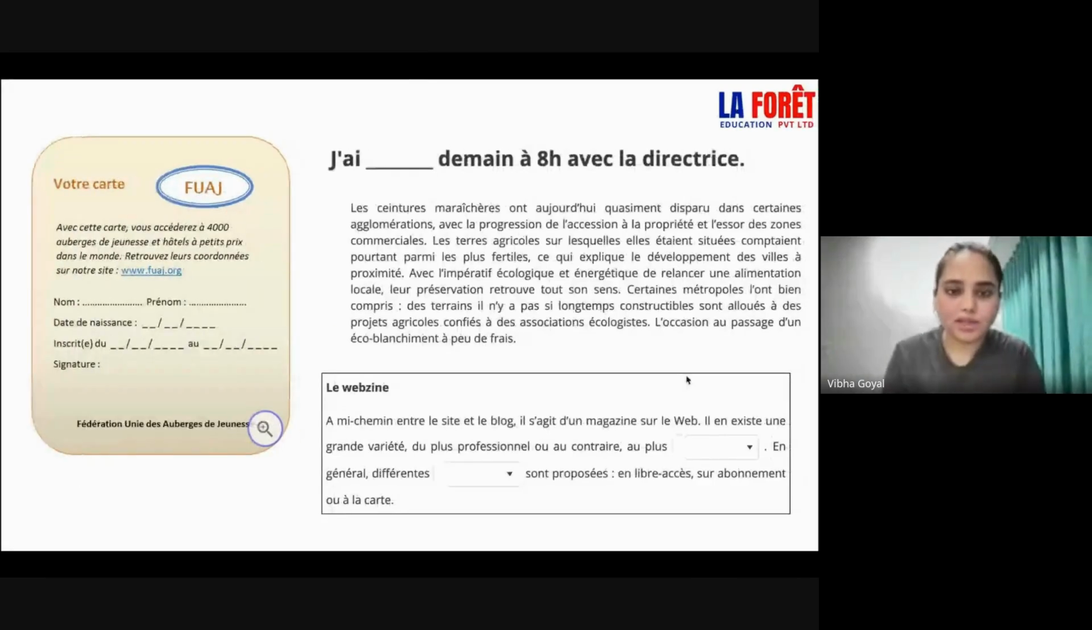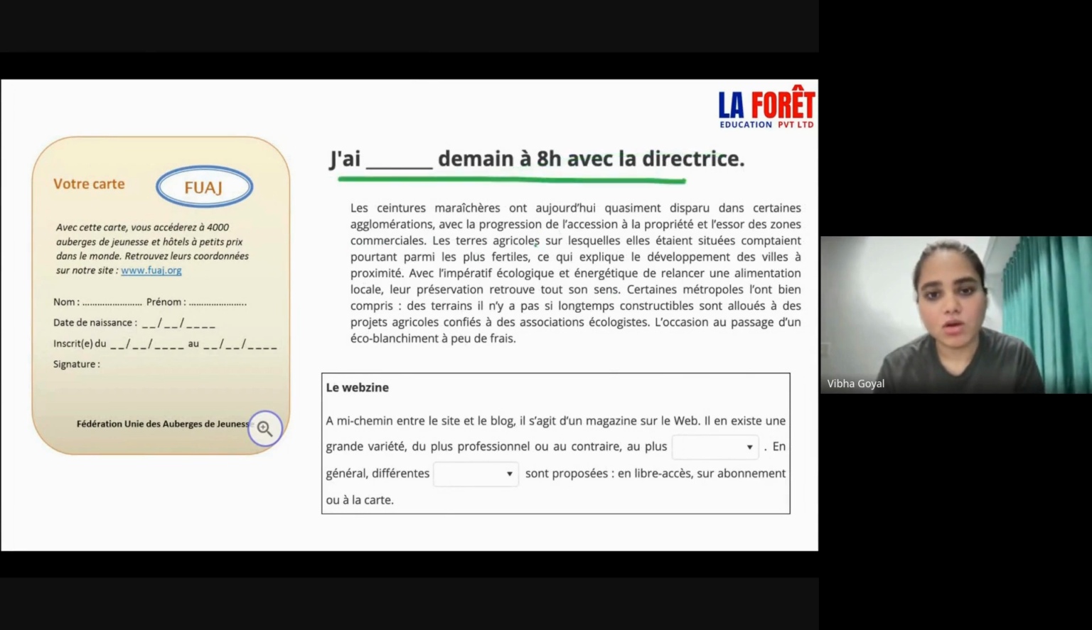Okay, looking at some examples. This is the first one. So this type of fill in the blanks. Of course, everything is MCQ based or option based. You don't have to write anything on your own.